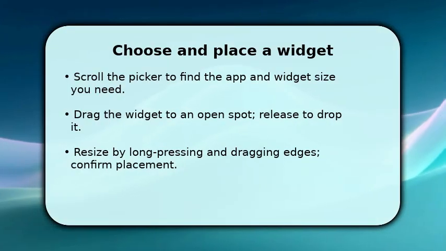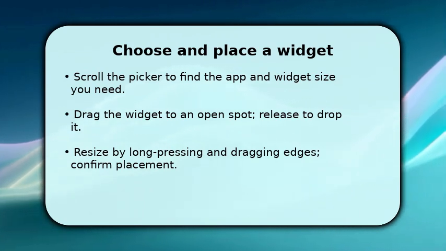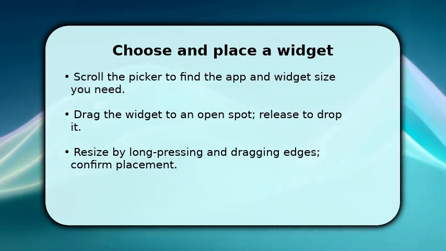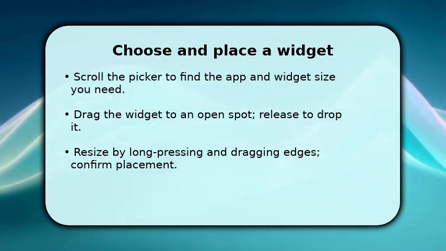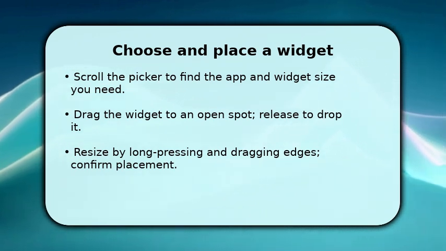You now scroll the widget picker to find the app and widget size that fits your layout, because size matters for readability. Once found, tap and hold the widget, then drag it to an available spot on the home screen and release to place it. This avoids accidental folder creation.